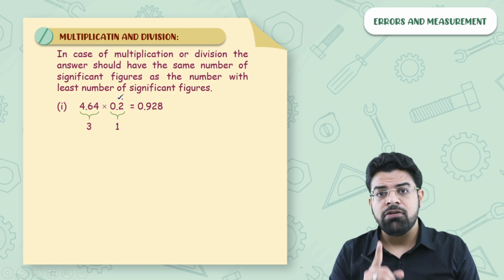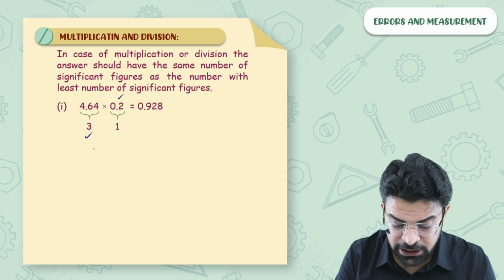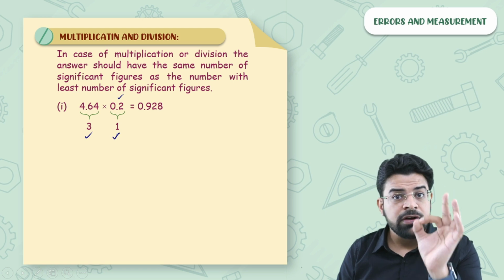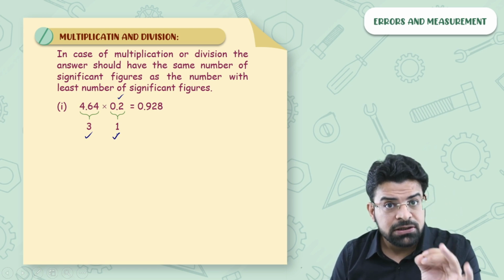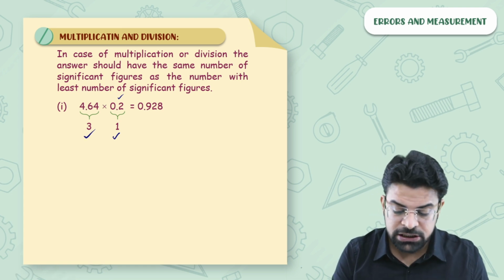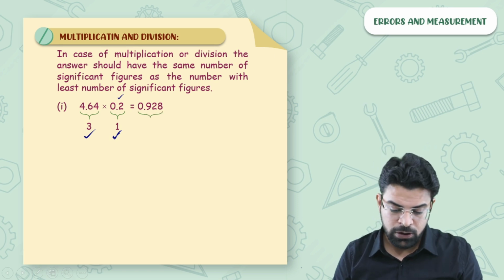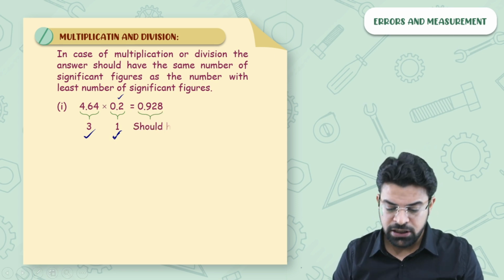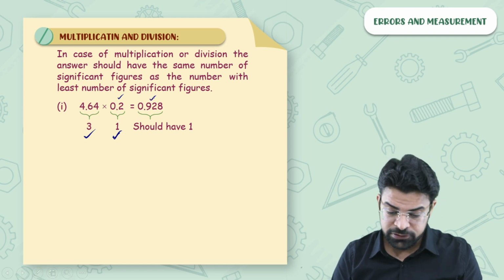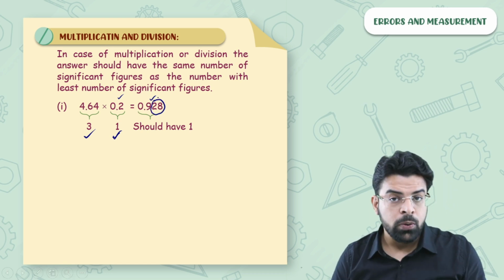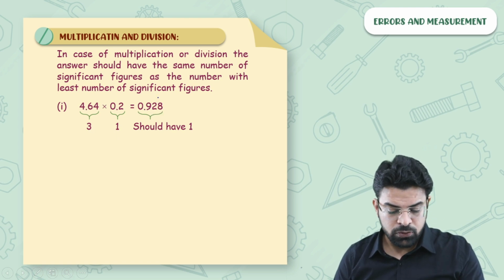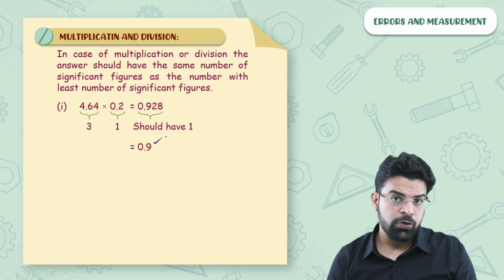So the answer should have how many significant figures? The first number has 3, the second number has 1. The answer should have as many significant figures as the least of the number of significant figures involved in the calculation. So the answer should have 1. There should be only one significant figure in the answer. But sir, we have got 0.928. This has 3 significant figures. So we need to drop the 2 and 8 so that the answer has only one significant figure. So we will do rounding off. When we do rounding off, we will report the answer as 0.9.